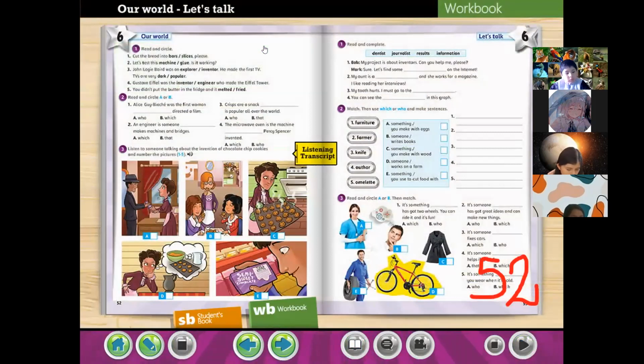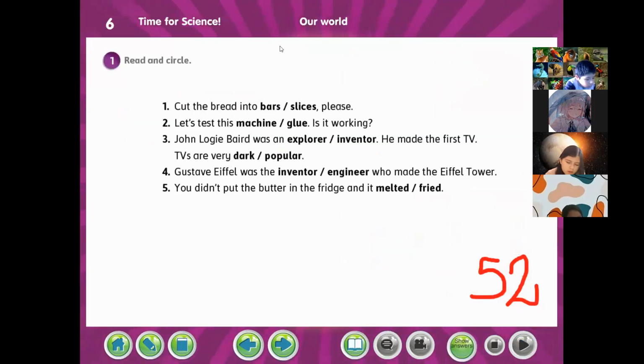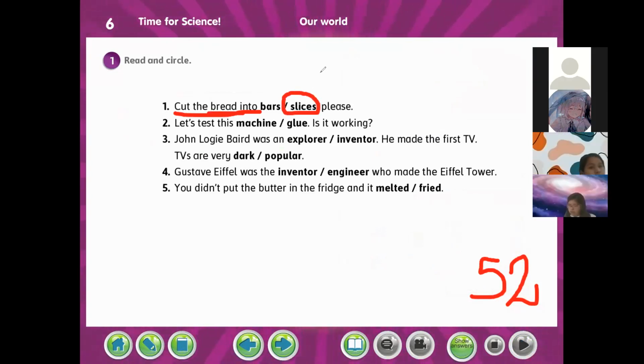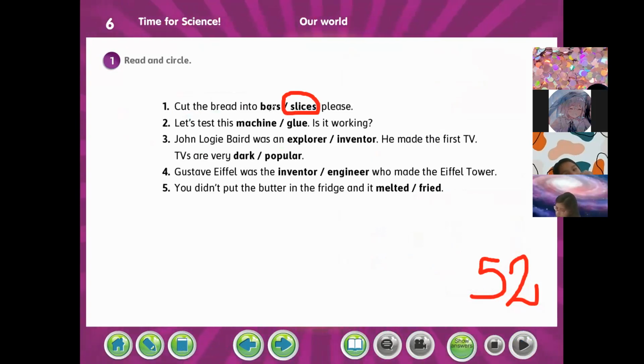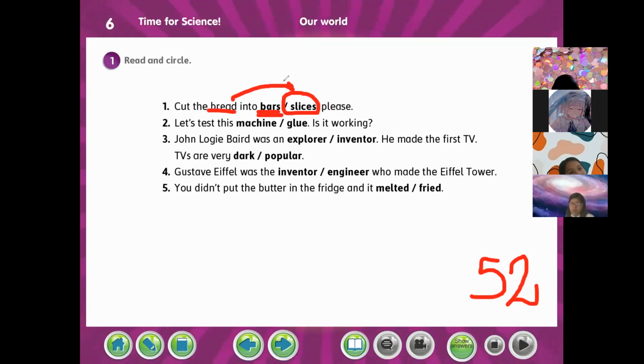Now, the activity 1 is for you. Remember, this is for you because it's vocabulary. For example, cut the bread into bars or slices? Slices. Bars is not right. Yes, bar of chocolate. Do you remember? Bar of chocolate. For bread, we talk about slices. But this is for you, my friends. It's not for the teacher. For the teacher, the number 2.